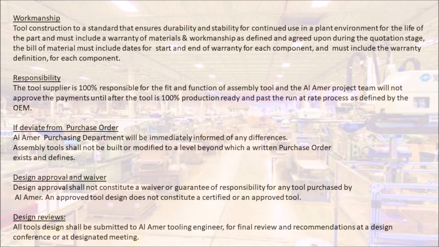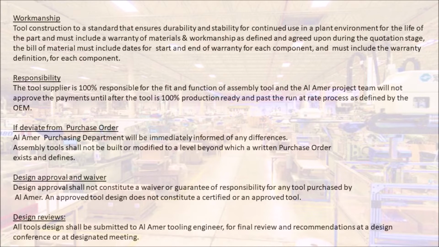Workmanship. Tool construction to a standard that ensures durability and stability for continued use in a plant environment, for the life of the part, and must include a warranty of materials and workmanship as defined and agreed upon during the quotation stage. The bill of material must include dates for start and end of warranty for each component, and must include the warranty definition for each component.